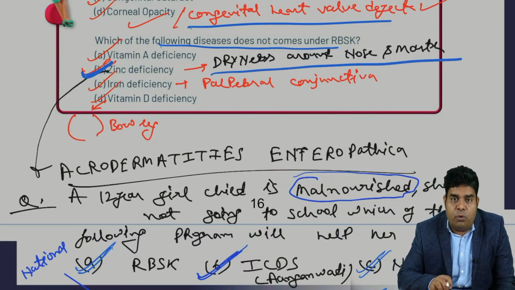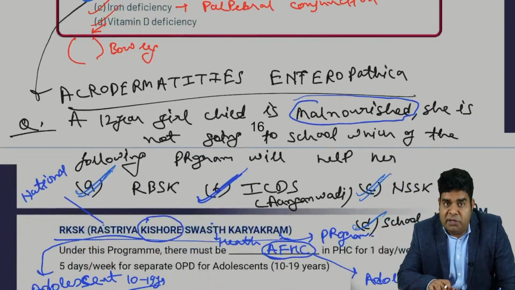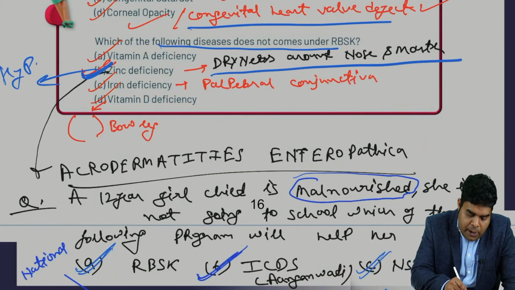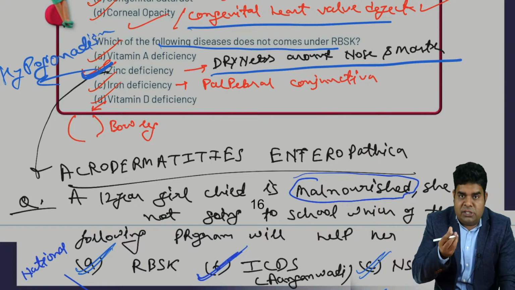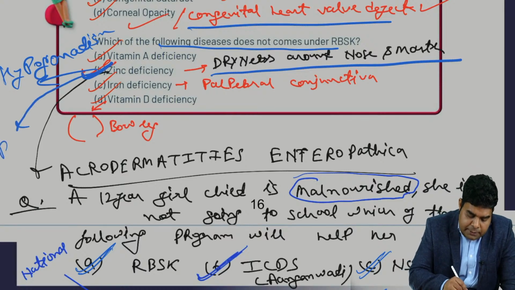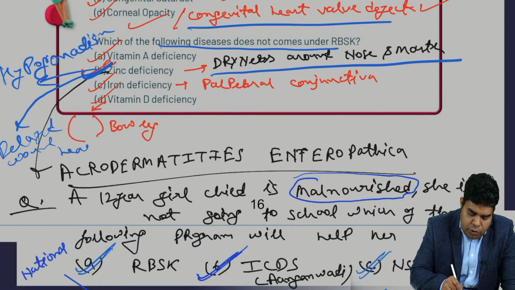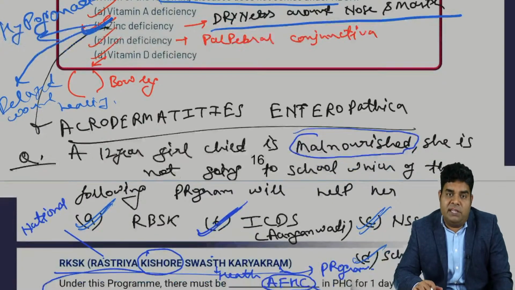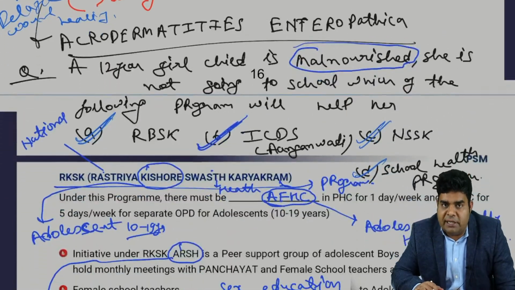The dryness around nose and mouth is a symptom of zinc deficiency. Plus zinc deficiency also leads to hypogonadism, right, small testicles. It can also lead to delayed wound healing, and along with delayed wound healing, there can also be abortion or stillbirth if zinc deficiency is there, which can lead to acrodermatitis enteropathica.